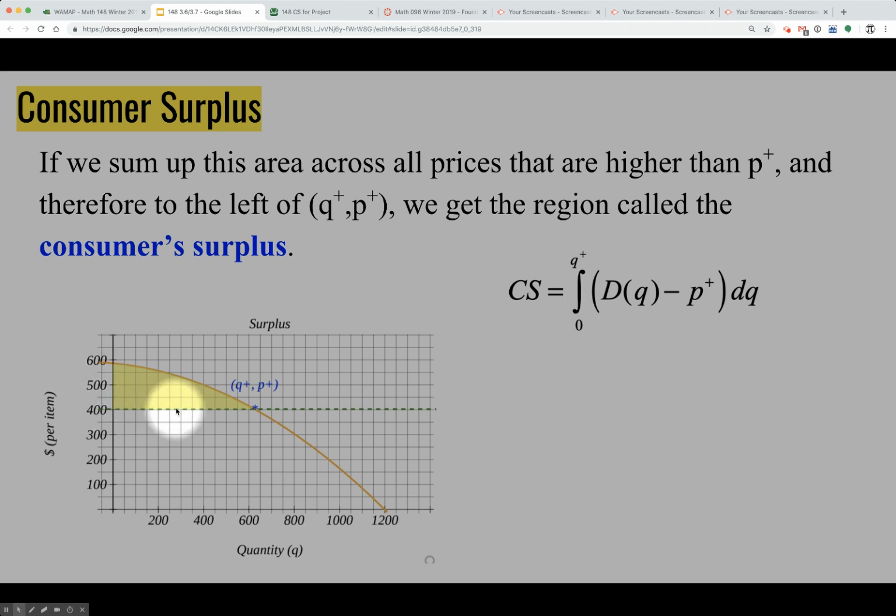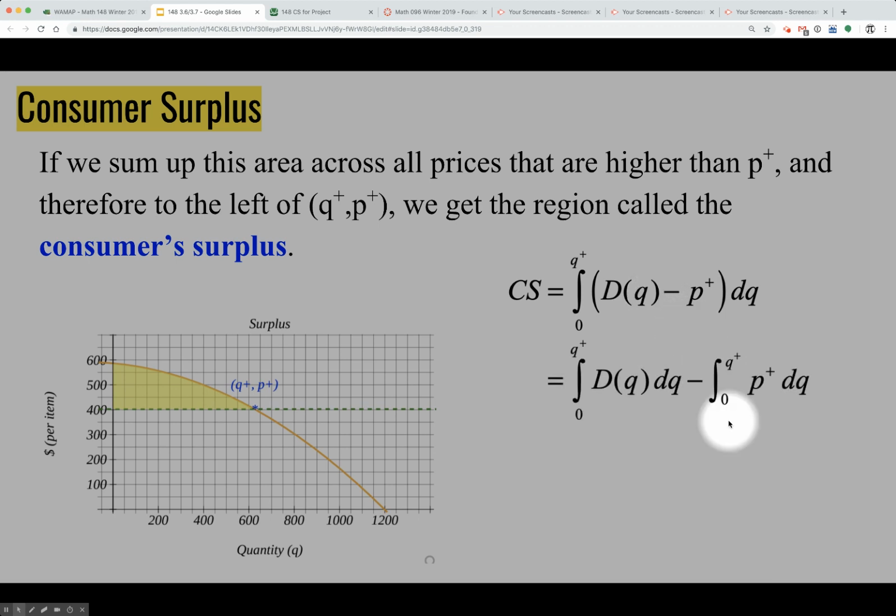And then we go all the way over to where those two functions intersect, which of course is at the value Q plus. So that's why we have an upper limit of integration of Q plus. So we're going to take the integral of the demand function minus P plus. Because, as we've seen previously, to find the area between two functions, we take the integral of the function that is above, which in this case is the demand function. You can see that's above the flat line. And then we subtract the function that is below. And that's how we find the area between two curves.